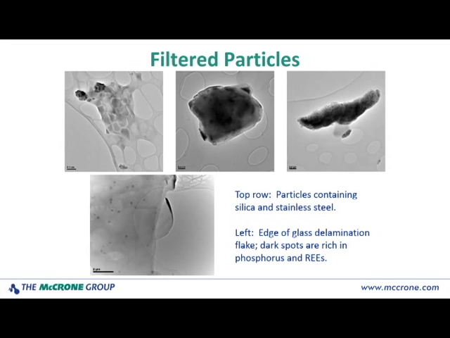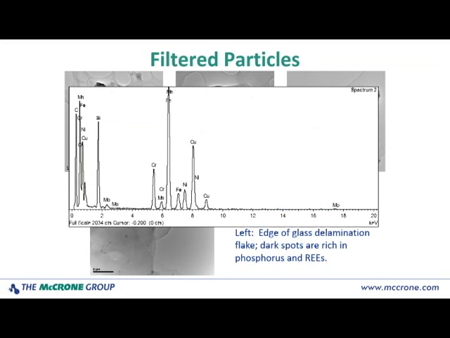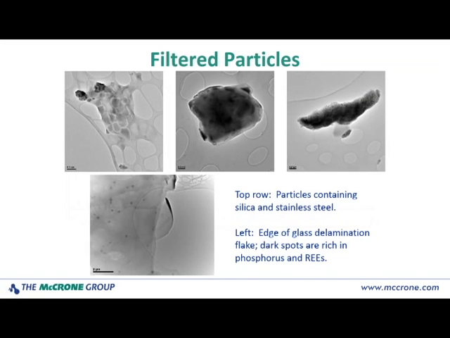The three images at the top show particles that were found throughout the sample that contain both silica and stainless steel. So you have a very large silicon peak in the spectrum, but you also have the iron, chrome, manganese, and nickel characteristic of a steel material. And this was quite common in a lot of these particles.